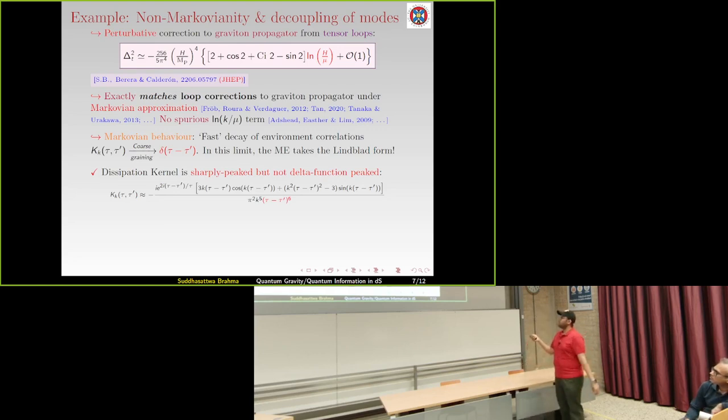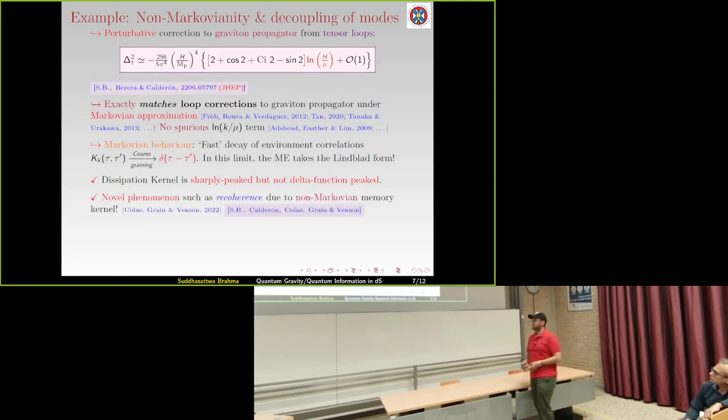Now, why did we not use this dissipation kernel to do this in the first place? Why just go back and check that it's non-Markovian? Well, because it's very difficult. We have to systematically estimate the effects of non-Markovianity, but there's a chance that would give rise to some novel phenomena. This was already found by my French colleagues, who found novel phenomena such as recoherence, which you find if you consider the non-Markovian master equation.